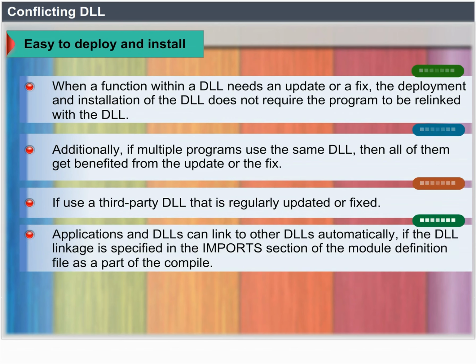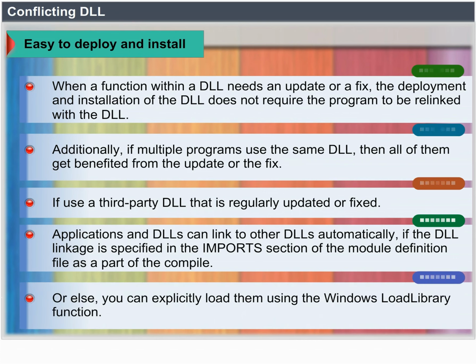Applications and DLLs can link to other DLLs automatically if the DLL linkage is specified in the import section of the module definition file as part of the compile. Else, you can explicitly load them using the Windows LoadLibrary function.